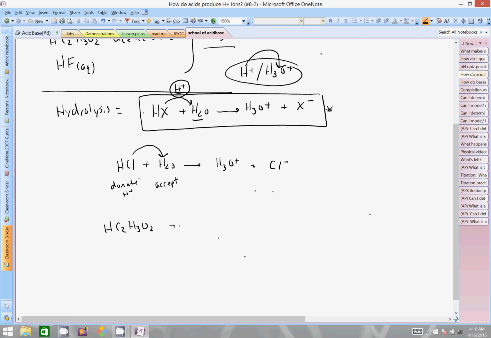Next one, vinegar. HC2H3O2 plus H2O yields H3O+ and C2H3O2-. And then we have HF plus H2O yields H3O+ and F-. So you'll see the template's not a whole lot different from what we typically have. Now, one concept would be to write the formula.